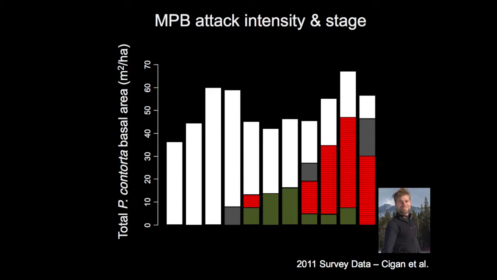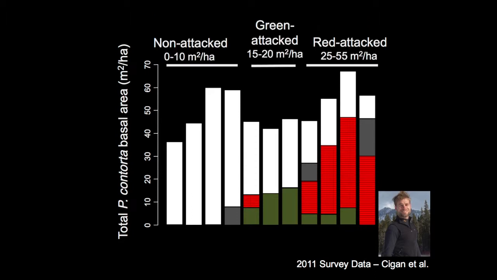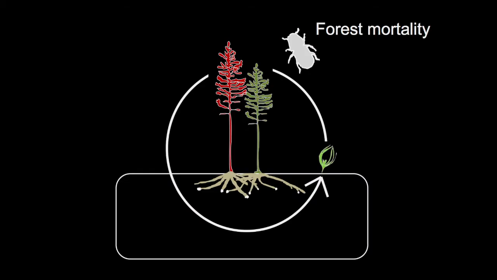Based on this survey, we found that our sites roughly fell into 3 categories: non-attacked, green attacked, and red attacked. And so from here, I'm going to let Paul talk to you about what he's finding about nutrient inputs and such with mountain pine beetle infestation.